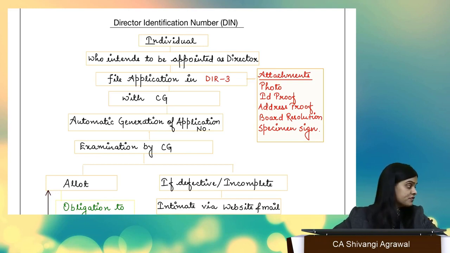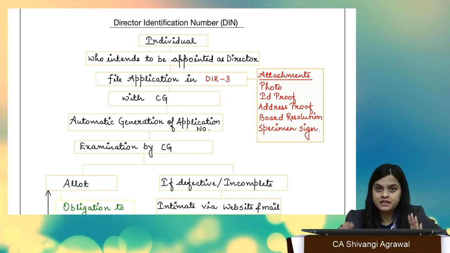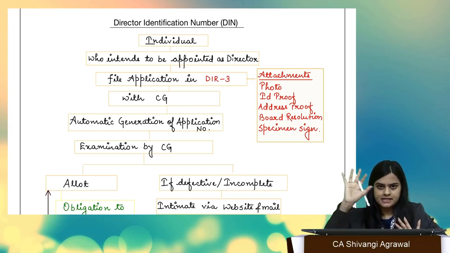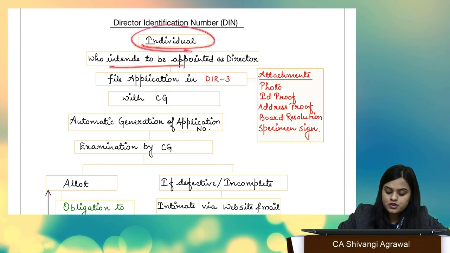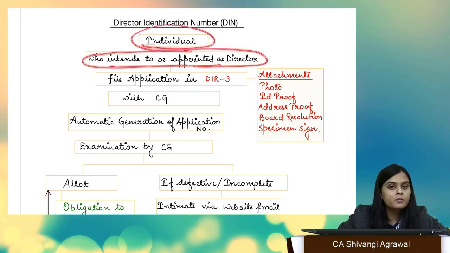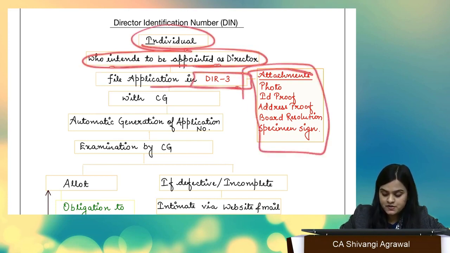See, the provisions of DIN are covered in section 153 to section 159. 159 is that last penalty part. Any individual who wants to be appointed as a director, you cannot be appointed unless you have DIN. How do you obtain DIN? You can file an application in DIR 3 with these attachments.